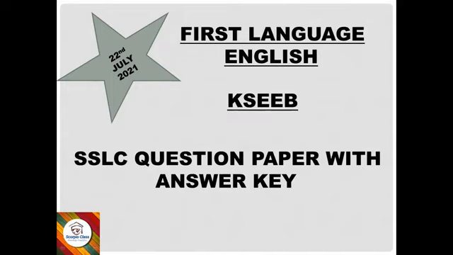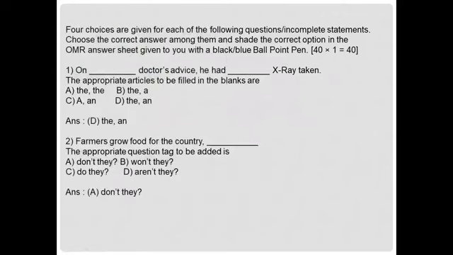So, the very first one here is: dash, doctor's advice, he had dash X-ray taken. The appropriate articles to be filled in the blanks are A. The, B. A, C. A and, or D. The and. And the correct answer is option D. The and an.